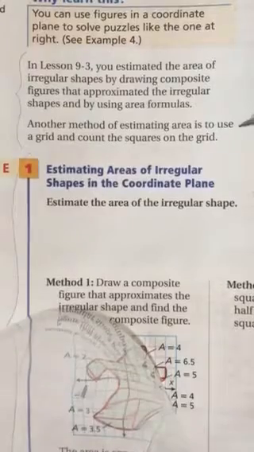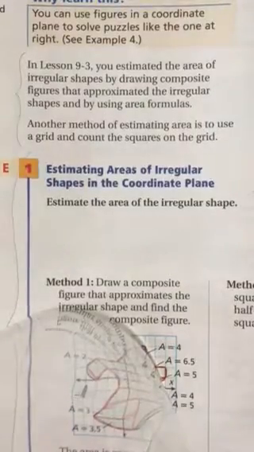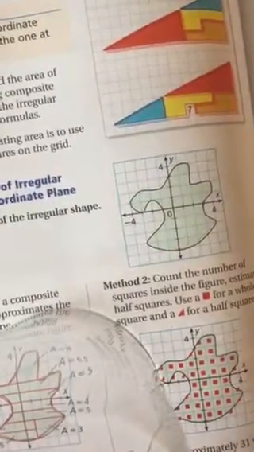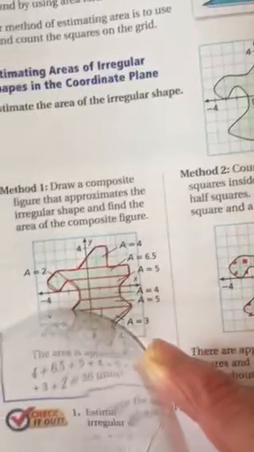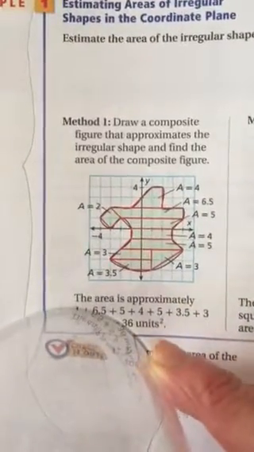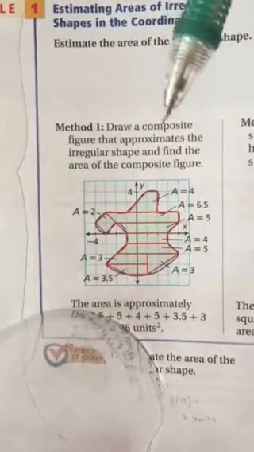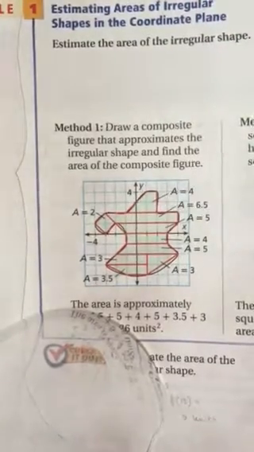Today we're going to talk about another method. Another method of estimating area is to use a grid or graph paper and count the squares on the grid. All right, so let's start by looking at example 1. Estimate the area of the irregular shape. Here is our irregular shape, and we are going to look at two approaches to finding the area of that irregular shape. The first one is more similar to what we did in lesson 9-3, where we take this irregular shape and we draw composite figures in it, or specific shapes in it, that we can find the area of.